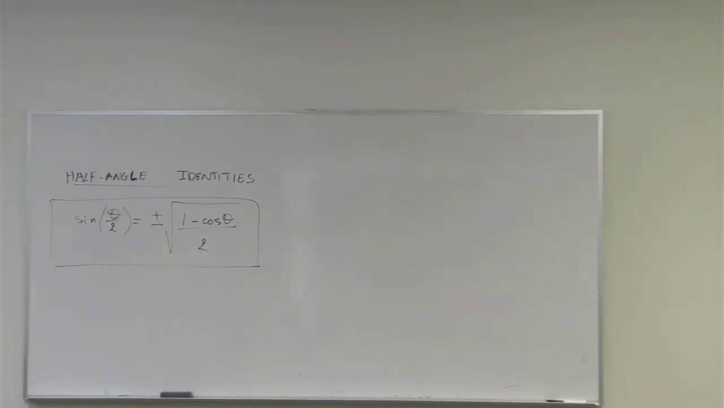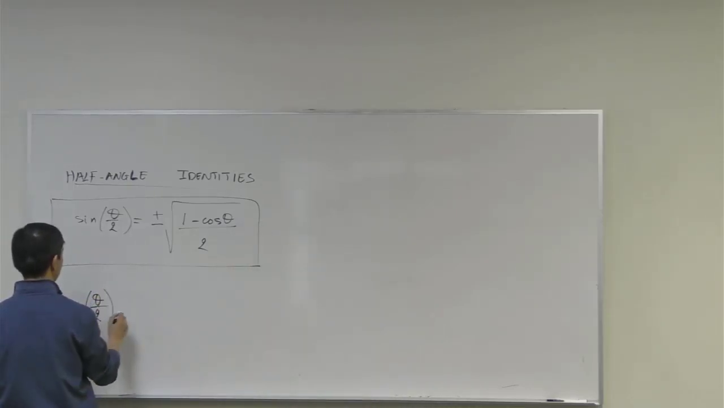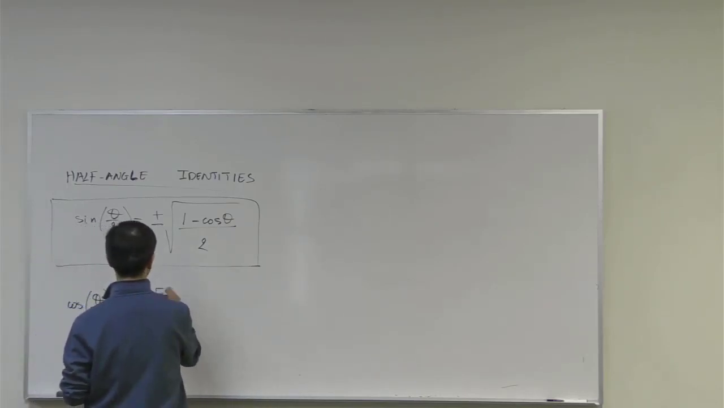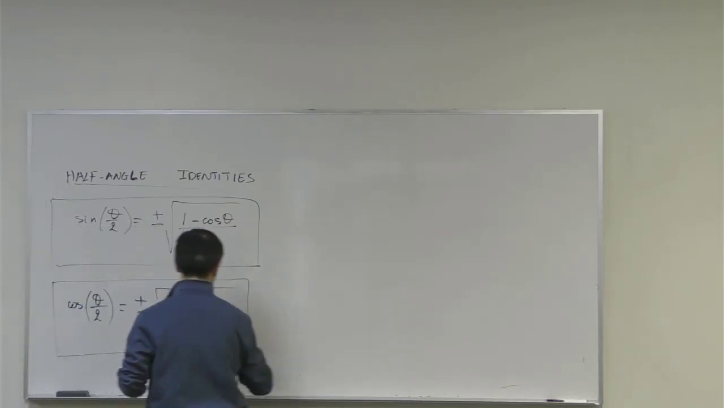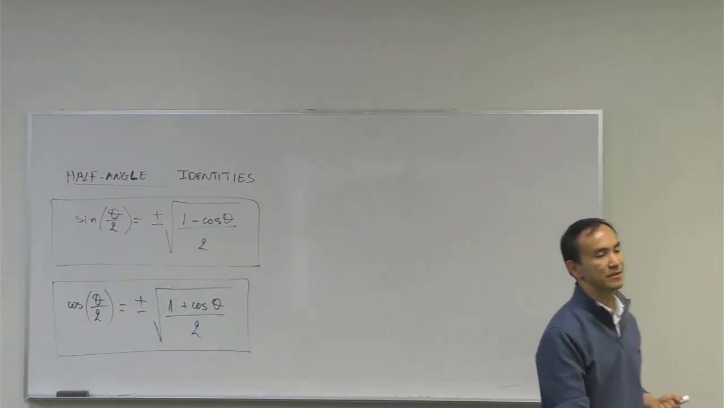Now we're ready to write it down, concluding it. Cosine of some angle theta over 2 equals plus or minus the square root of that identity. This is the fundamental one. Keep that in mind.